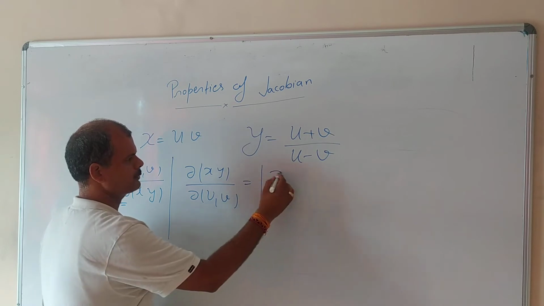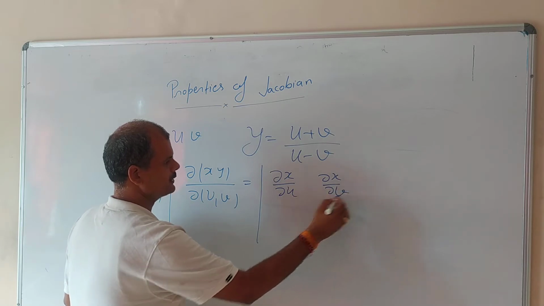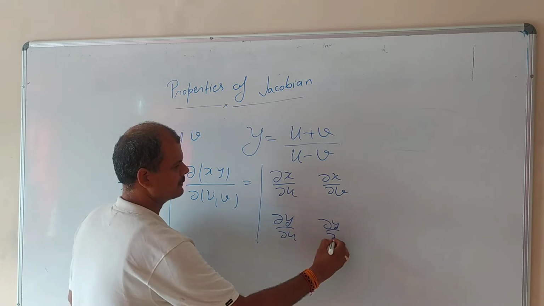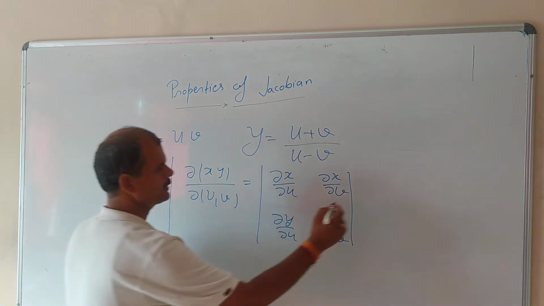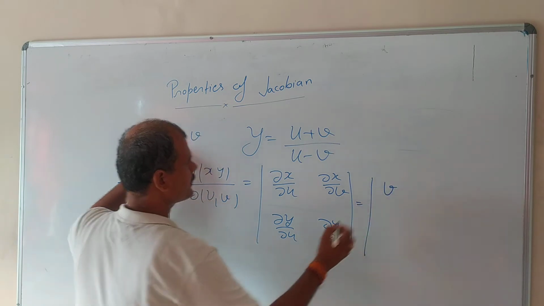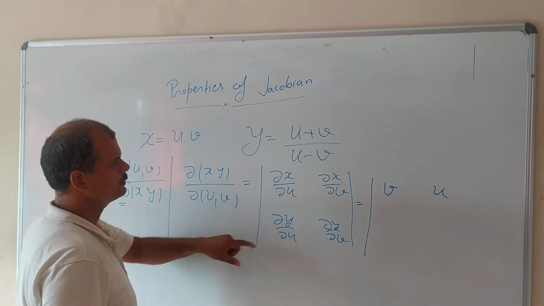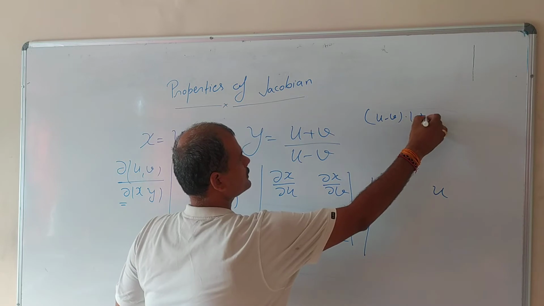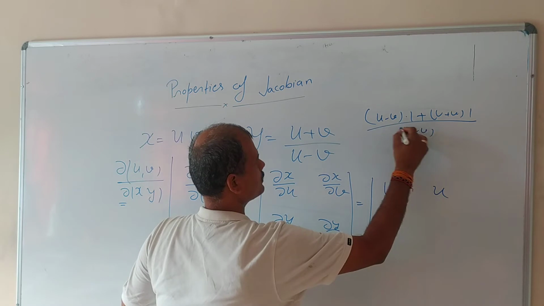So this will be your determinant of a 2x2 matrix: del x by del u, del x by del v, and del y by del u, and del y by del v. Let us find out. Del x by del u means v, del x by del v means u, and del y by del u: if you find it, we get (u minus v) into 1 minus (u plus v) into 1, by (u minus v) whole square.